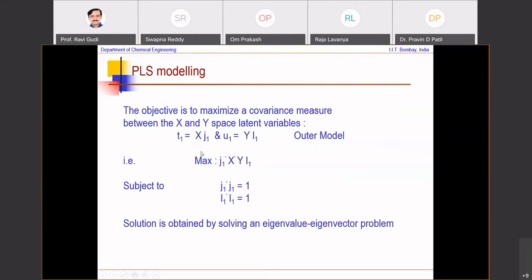I don't know if Professor Mani talked of PCA also as an optimization problem. Om Prakash, can you please help me here? Did Professor Mani deal with PCA as an optimization problem? No, sir.